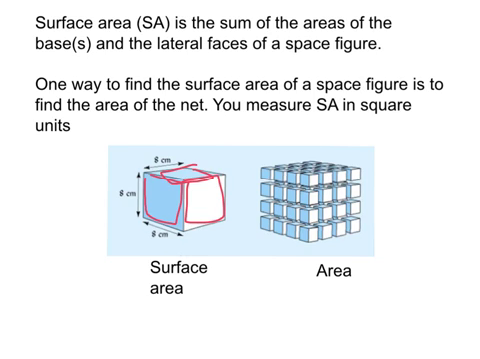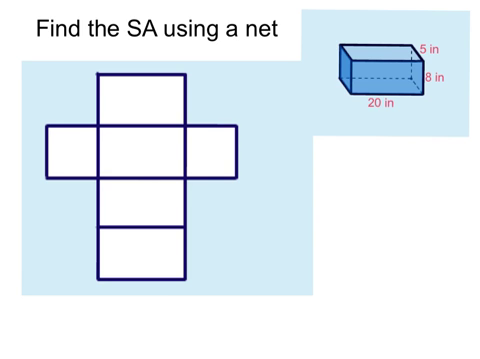One way to find the surface area of a space figure is to find the area of the net, and you measure the surface area in square units. So let's try finding the surface area of the rectangular prism using the net. As you can see in the three-dimensional shape, our length is 20, which means that our length here on the net is also going to be 20. And it'll be 20 all the way down because it maintains the same length on each side.